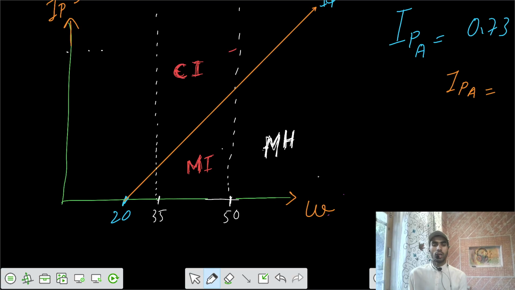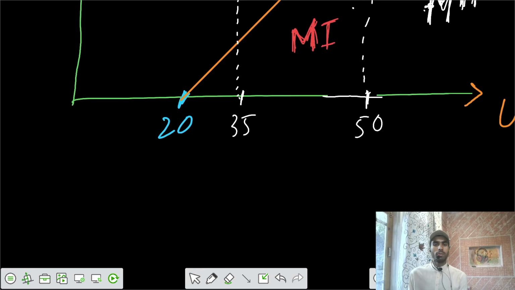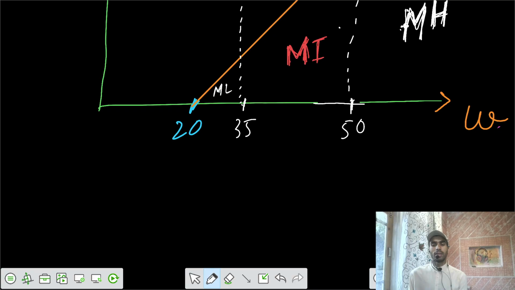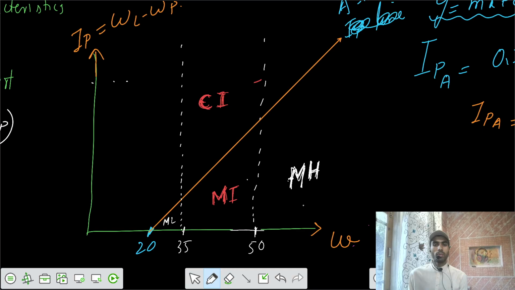And for the third one, if the liquid limit is less than 35%, we can write this is silt because the soil is below the A line, and we can write this one is low compressible. This is ML, that is, low compressible silt. And similarly, from the top also we can write the soil.